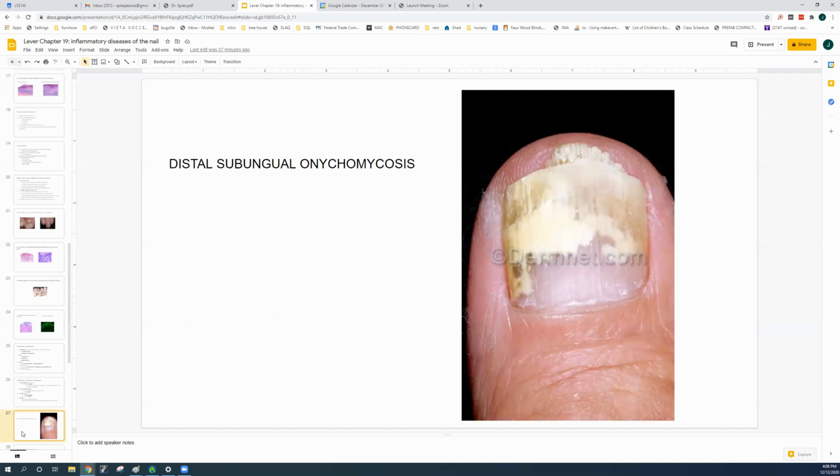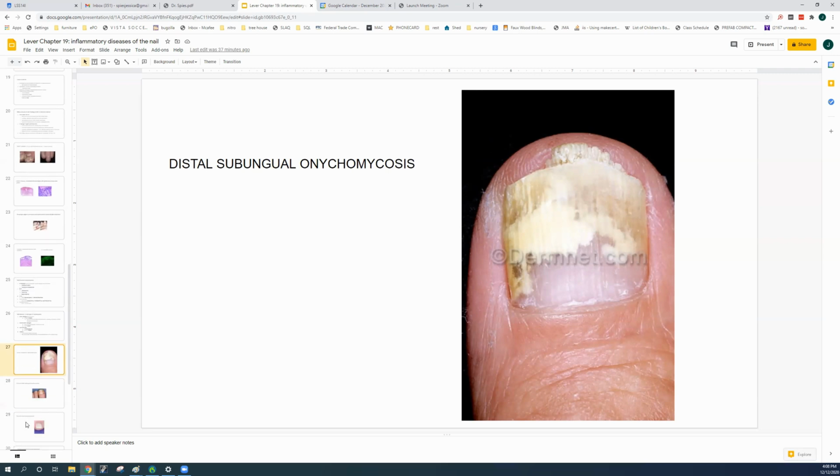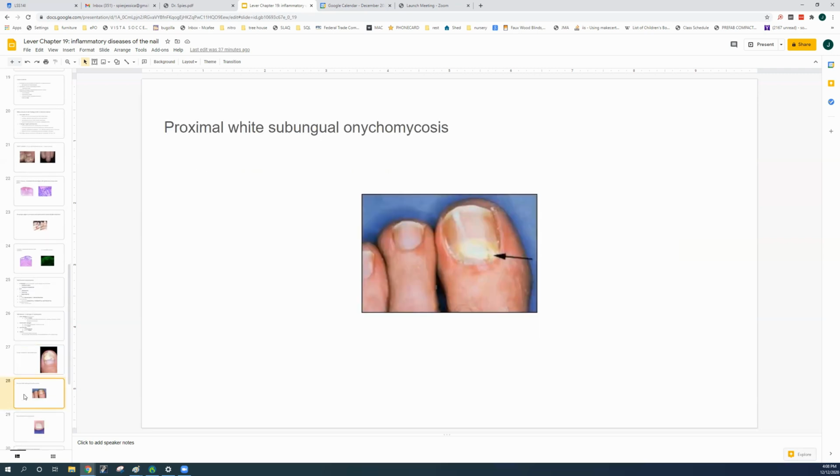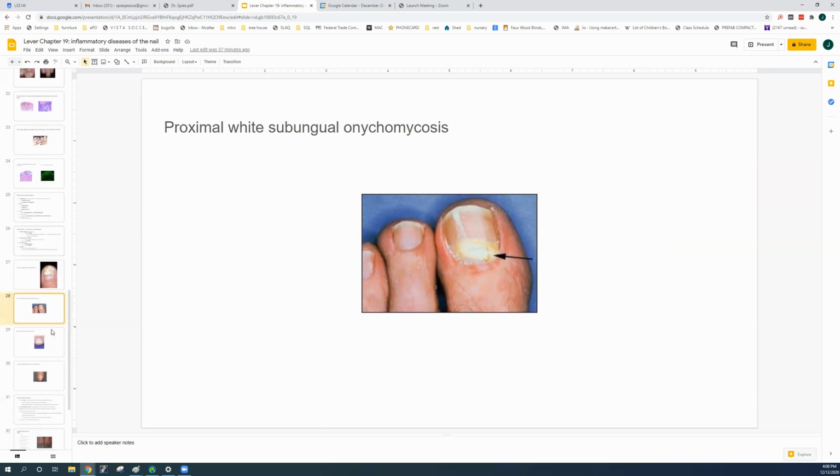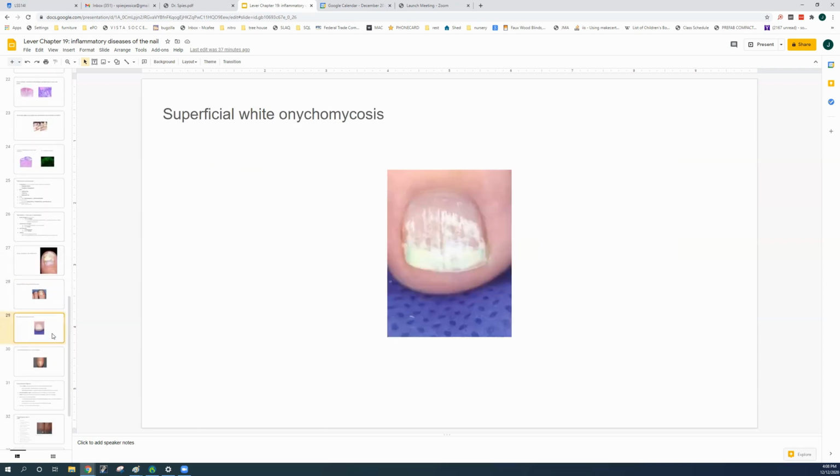Here's an example of the most common type of onychomycosis. Here is an example of proximal white subungual onychomycosis. Here's an example of the superficial white onychomycosis. You can see it has a much whiter appearance.